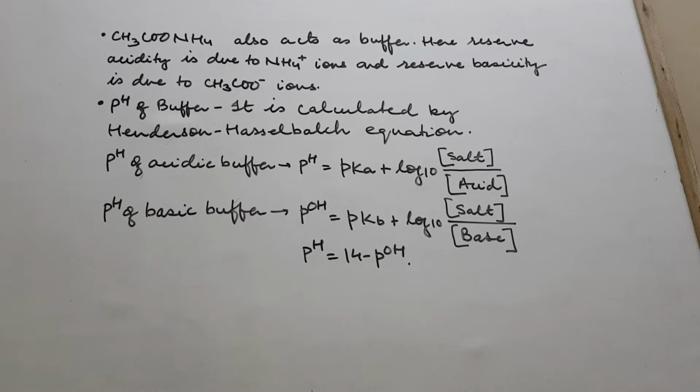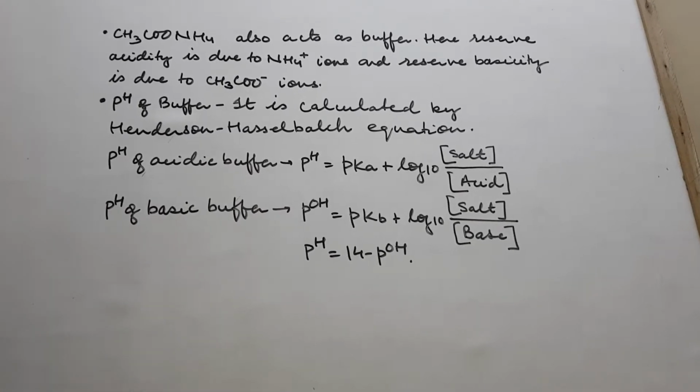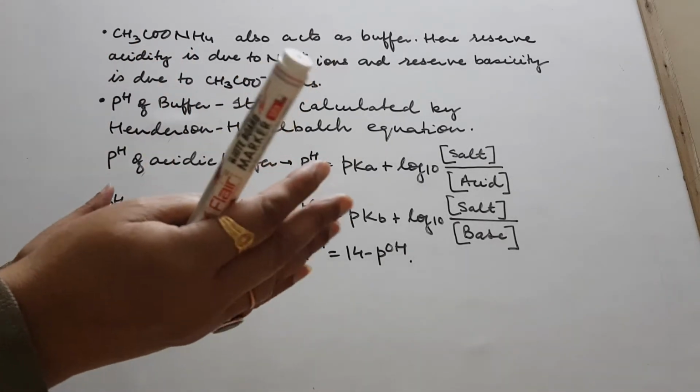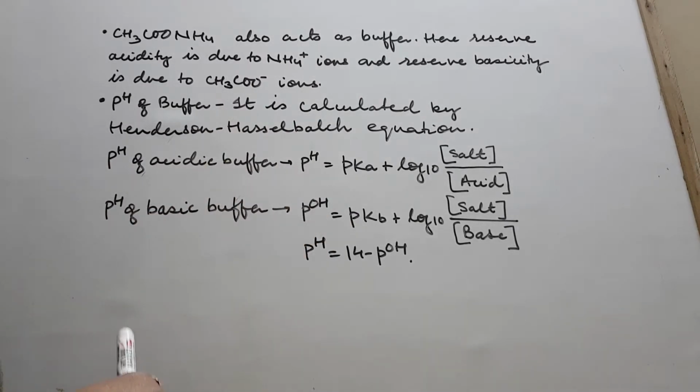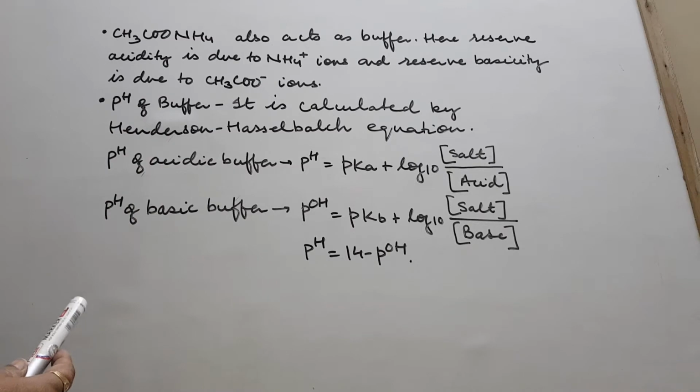Children, some more points for buffer action and buffer solutions. So far we have seen acidic buffer as well as basic buffer. Now children, we have one more salt which also shows buffer action but has not been categorized as acidic buffer or basic buffer, and that salt is the combination of both of them, acidic buffer as well as basic buffer, and that is ammonium acetate.